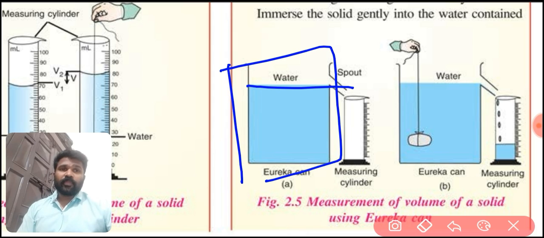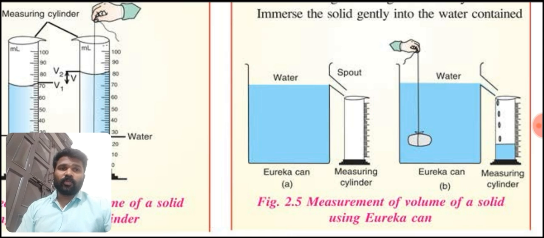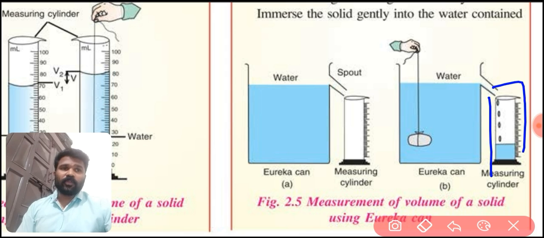Okay, and then also, the first time, we are keeping the measuring cylinder near the spout, and till the water splashes out you have to keep the measuring cylinder there. Later you have to remove the measuring cylinder and dry it. Okay, then again you keep the measuring cylinder under the spout.